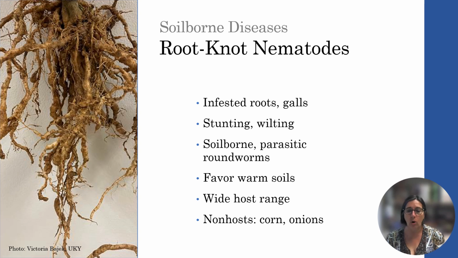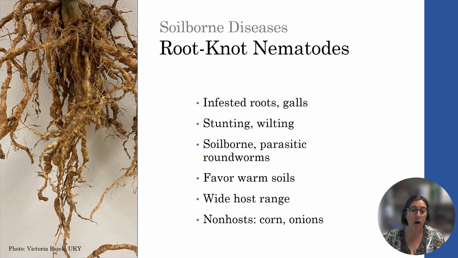And what these galls do is constrict and girdle roots so that we don't have the uptake of water and nutrients into roots. So stunting and wilting is usually the symptom as temperatures get warmer because those roots are just not able to support entire plants. Root knot nematodes favor warm temperatures, so we'll usually see symptoms and most activity later in the season.